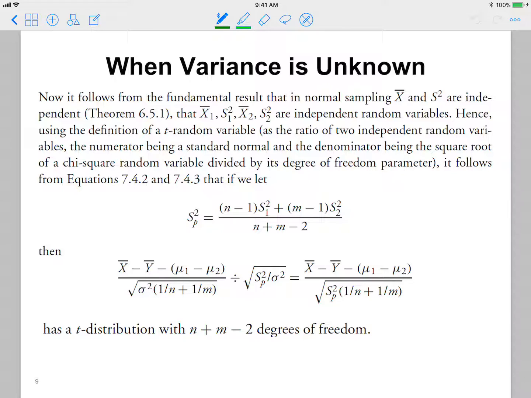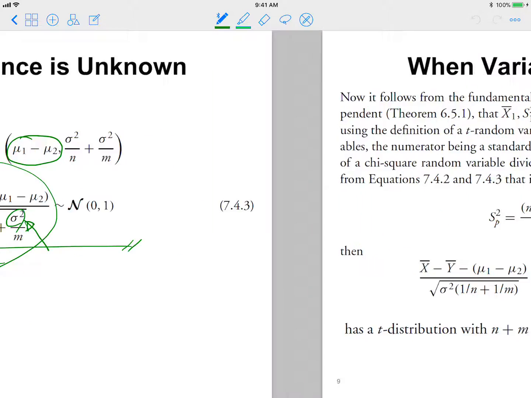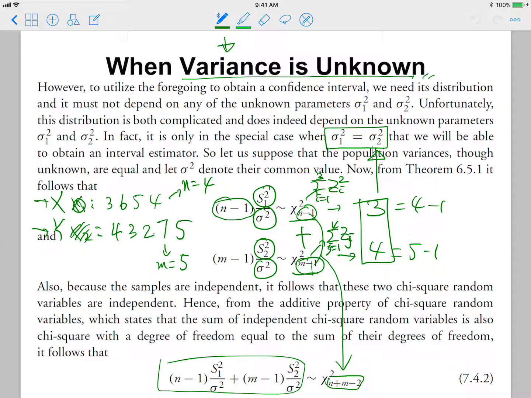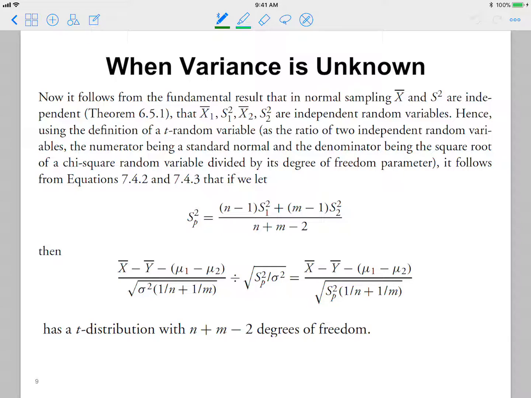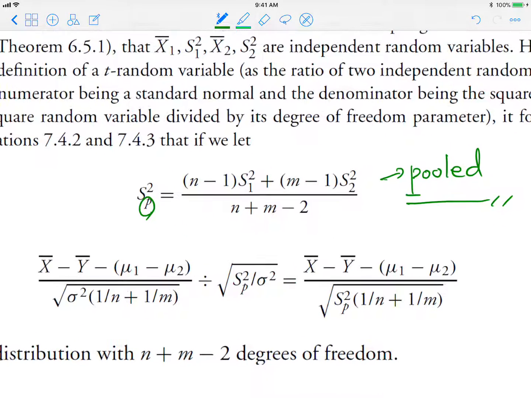We actually define some new sample variance. Previously, in this slide, S1 squared and S2 squared are the sample variances computed separately from each sample of X and Y, right? And now we can think of some kind of averaged sample variance by incorporating these two all together, okay? This is called a pooled sample variance. Pooled means something like adding those two together, okay?